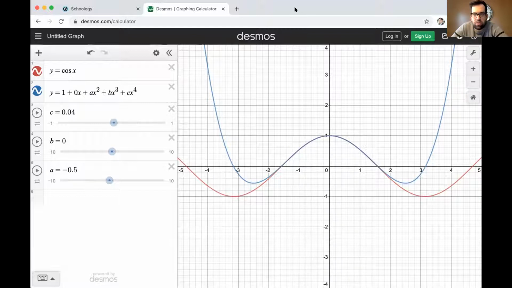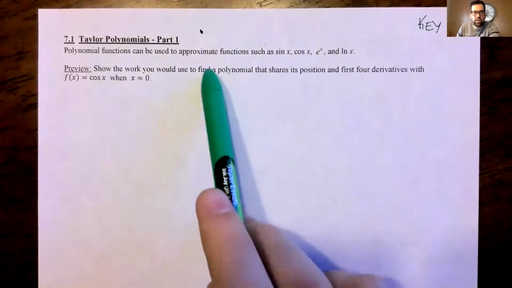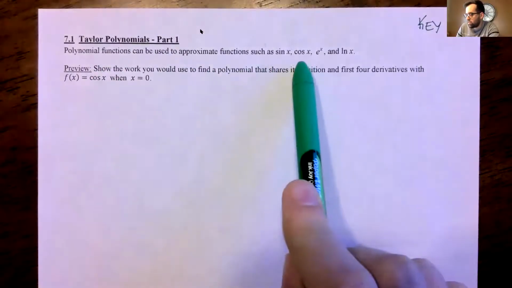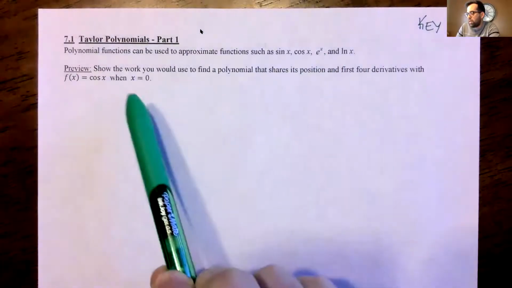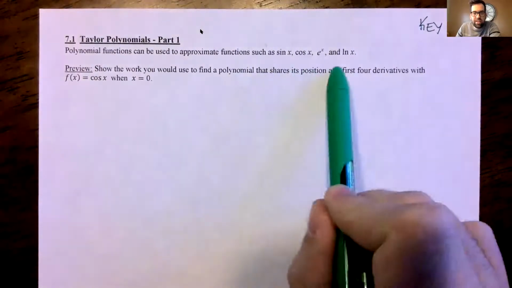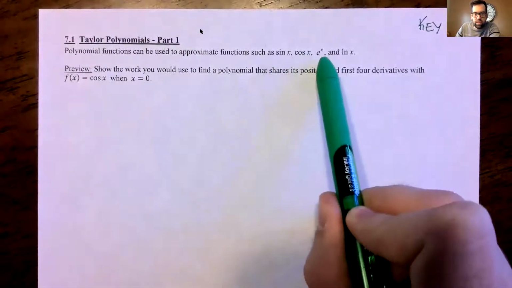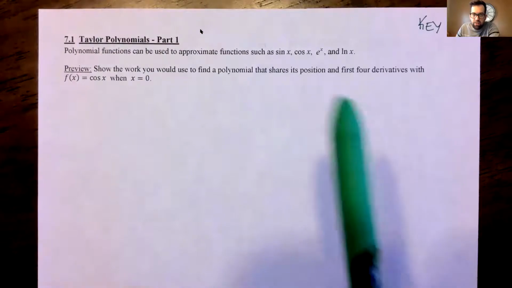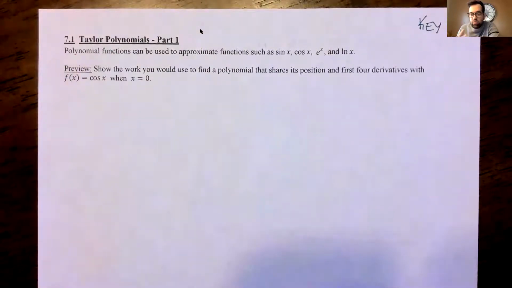So I'm going to switch over to the notes so we can try that. All right, so here we go. Taylor polynomials part 1, lesson 7.1. Polynomial functions can be used to approximate functions such as sine of x, cosine of x, e to the x, and ln x. And we know a lot more about polynomials than we know about these other functions. We've had to memorize very specific rules for taking derivatives of each one of these other types of functions. But polynomials have very general rules.